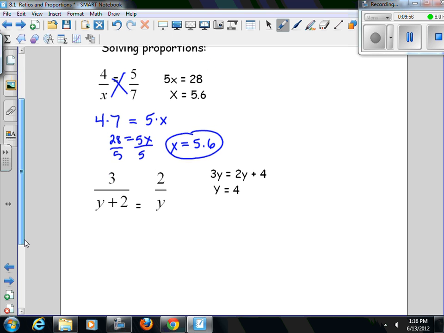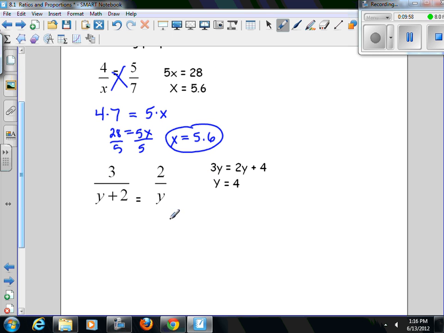Now let's look at this one. Same concept. We're saying 3 over y plus 2 is equal to 2 over y. Product of the means equals the product of the extremes. So all that means is cross multiply. You don't even really have to think about that rule. Just cross multiply. So 3 times y is equal to 2 times... Now you have to use your parentheses here because you're saying 2 times that whole quantity of y plus 2.